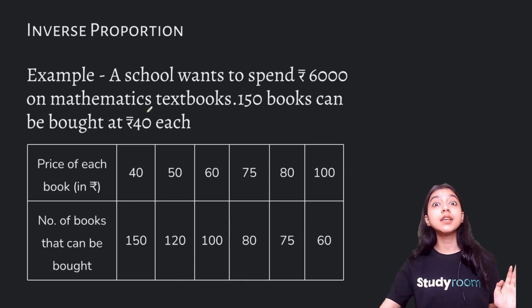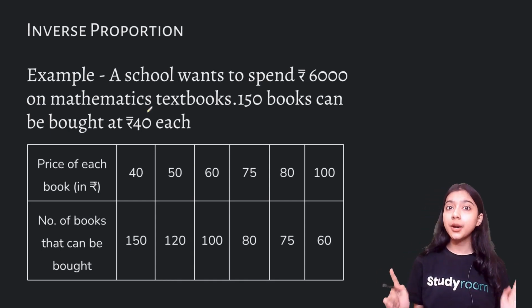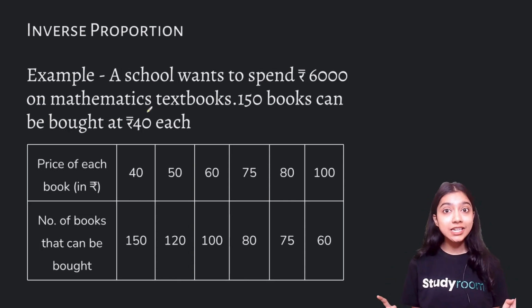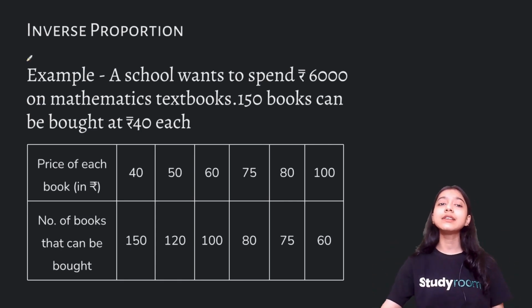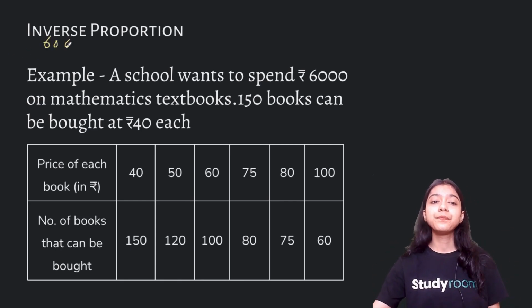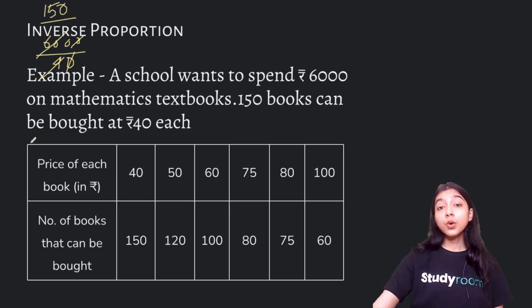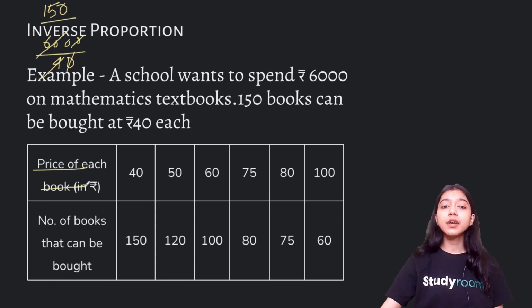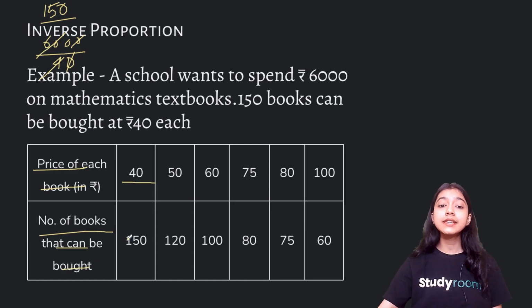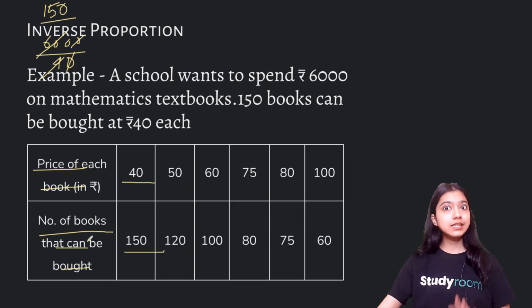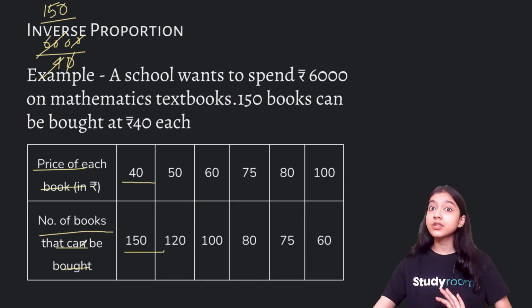And ₹40 is the price of one book. Then the number of books that can be bought can easily be calculated by dividing these two quantities. That means 6,000 divided by 40, because 40 is the price of each book. So the 0 gets cancelled and we have 4 1 times 4, 4 15 times 60 and 0. So when the price of each book is rupees 40, then the number of books that can be bought is 150. Done. This is the first observation that was given to us already.